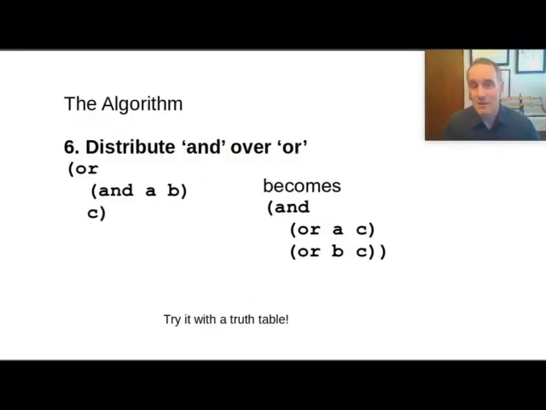So the next thing to do is to distribute and over or. So here's an example. If we have or of A and B and C, so A and B or C is a better way to read that, then we can pull the A out of it. We sort of distribute the C over this. So we wind up with the and of A or C, B or C. And you can try this with a truth table and prove it to yourself that this is true.